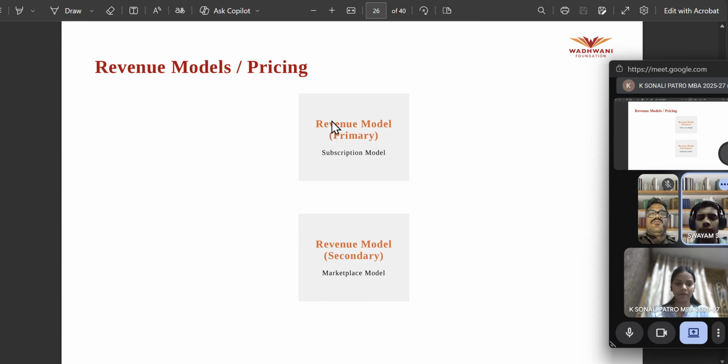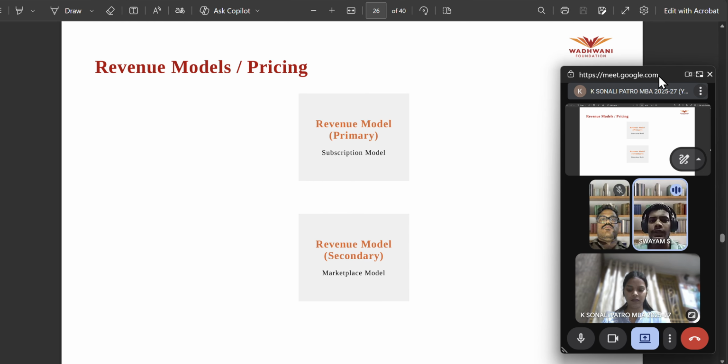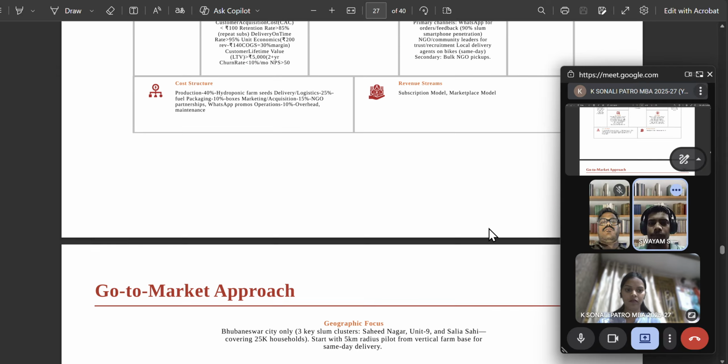Thank you, Sonali. So now coming to our revenue model, our primary model is a subscription-based model, where customers pay a fixed amount for weekly vegetables. We have a unit price of 999 rupees, and we expect to sell 300 units in the first year with steady monthly growth. Now coming to the next slide, which is financial projection.